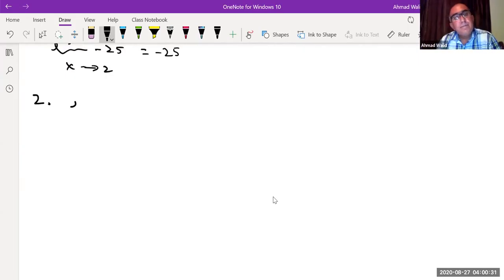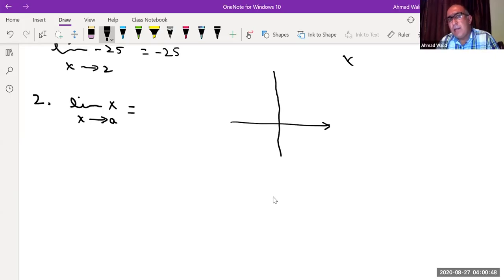Now, rule number 2. The limit of x as x approaches A. A is a number, right? What is the answer? If you remember the graph of y equals x, it's a diagonal line like this. When x is 1, y is 1. When x is 2, y is 2. When x is 3, y is 3, right?